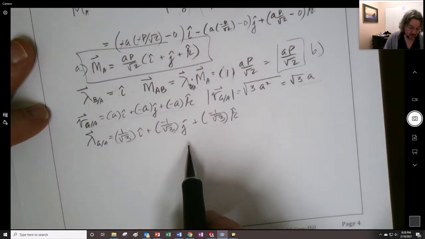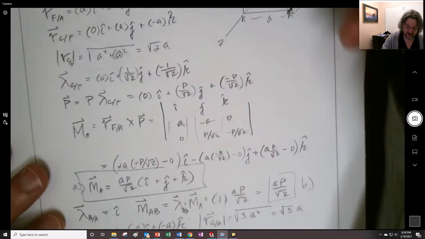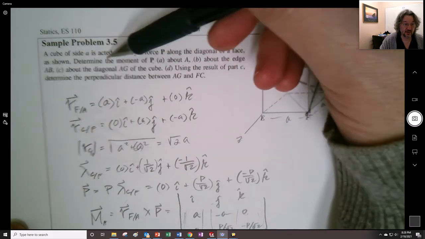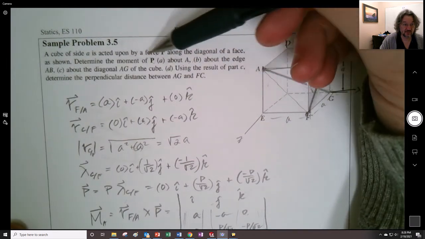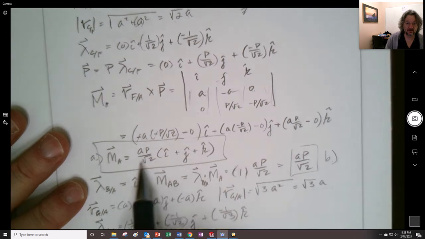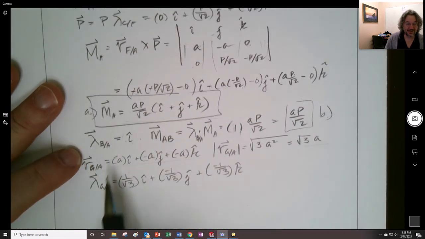So all we really need to do to find the thing we were looking for about the diagonal, we want to determine the moment of P about the diagonal, is take the moment that we had right here and dot it against here.